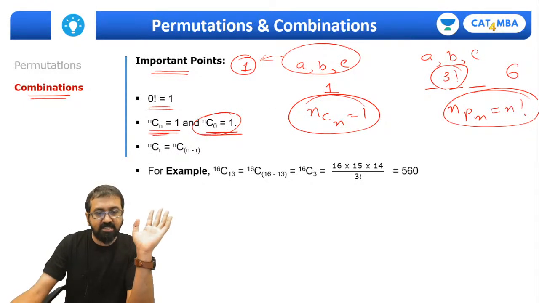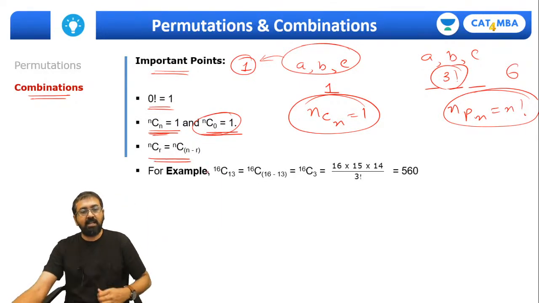So nCn and nC0 both are 1. Now nCr equals nC(n minus r).